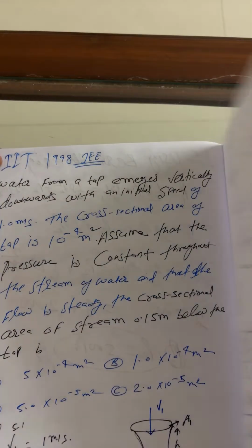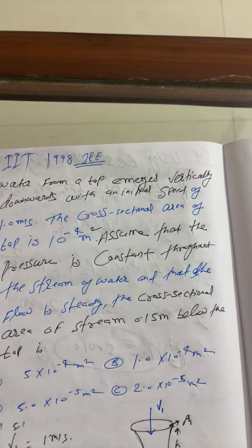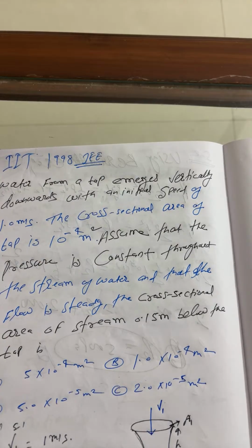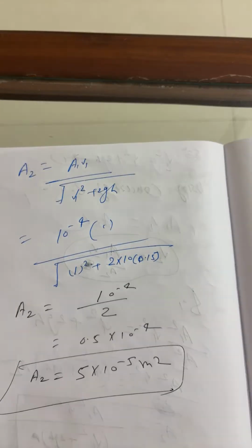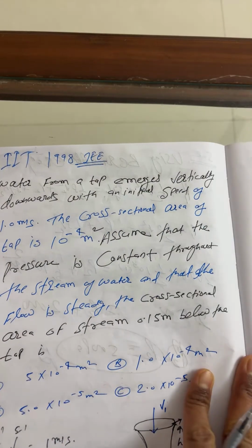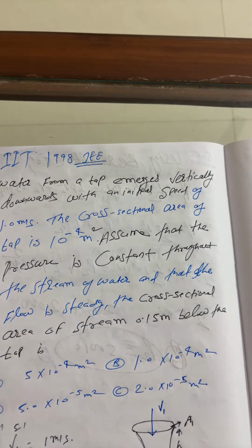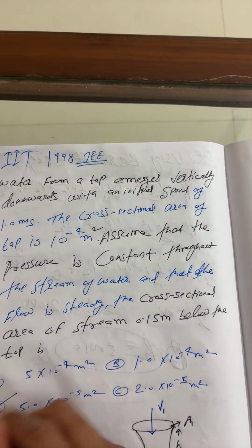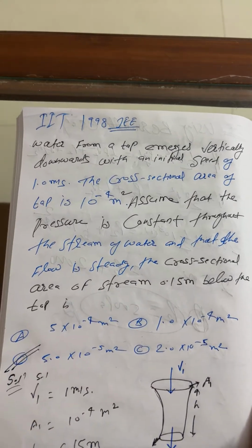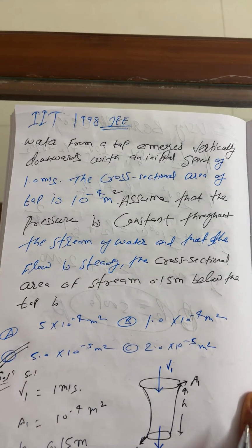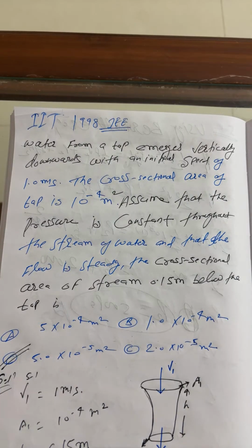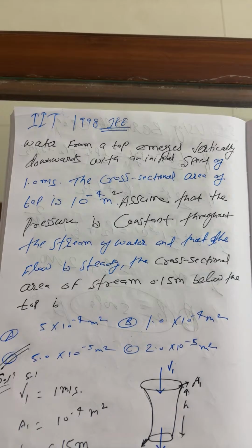Any option there? Yes, 5 into 10 to the power minus 5, which option? Yes, very good, my dear. Very good job. Option C is the correct answer for this question. Correct.